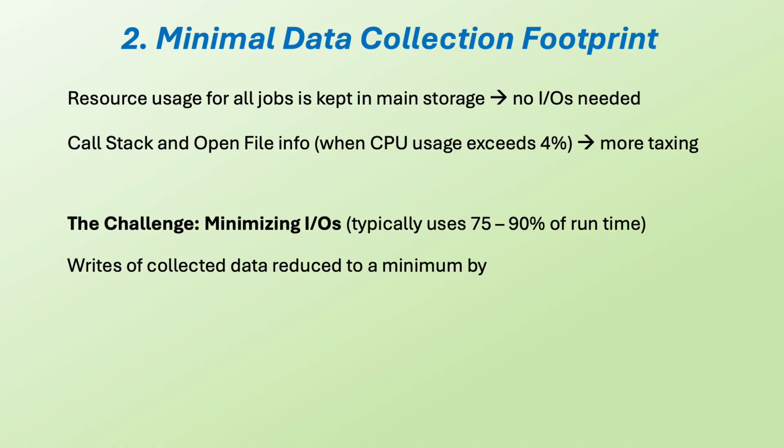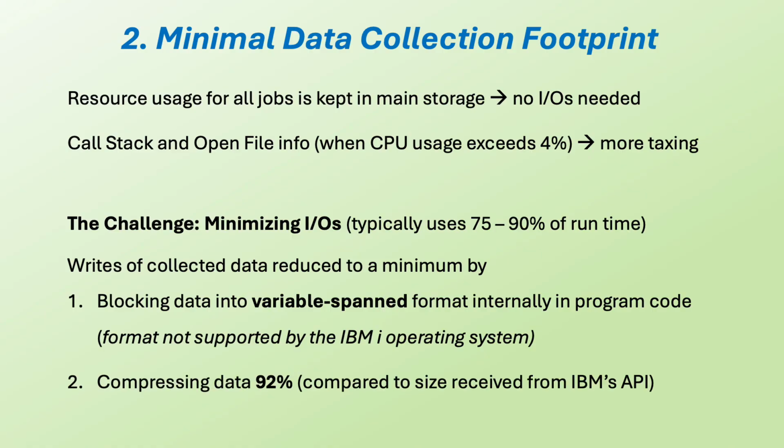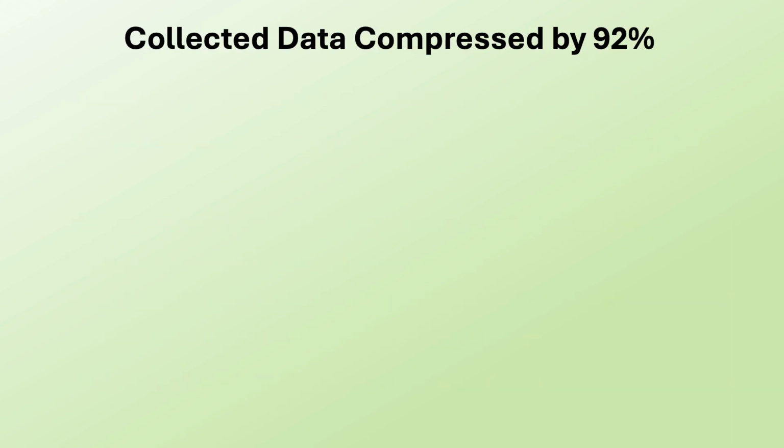To minimize this, we implemented our own record blocking using a variable span format, and we compressed all collected data down to just 8% of the original IBM volume. The result exceeded all expectations. Our goal was to stay below 1% CPU. Instead, the data collection only uses 0.1%. How is a 92% reduction of data possible without losing any information?